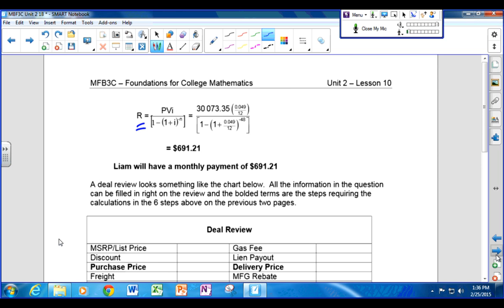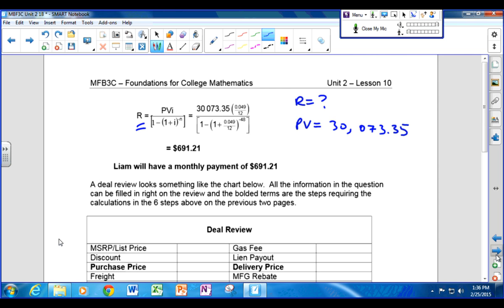Okay. And so we need to know R here. And our PV is the value of the vehicle, which is the amount we're financing, not the list price, not the MSRP. That's the amount of money that we didn't bring to the table, right? The $1,500 down payment, we paid that. Everything else we have to borrow.